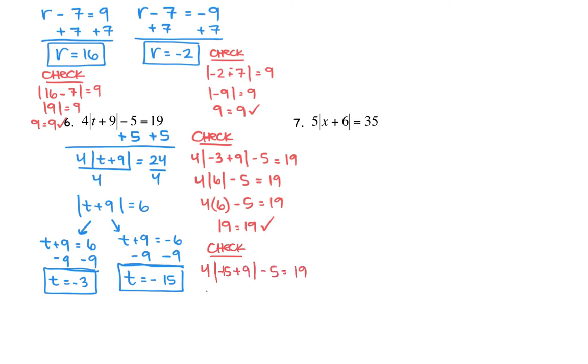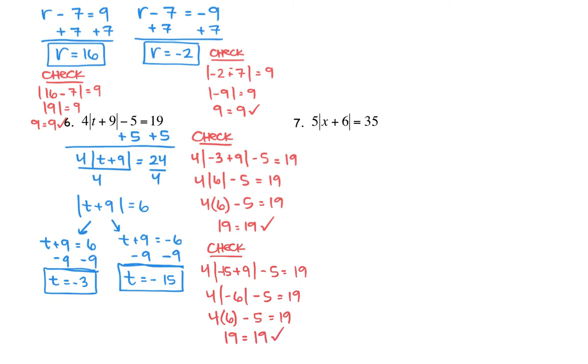I work inside the absolute value bars first, so that gives me negative 6. Then I take the absolute value, and the absolute value of negative 6 is positive 6. And then this last step is the same. 4 times 6 is 24, minus 5 is 19. So we see that both of those worked.